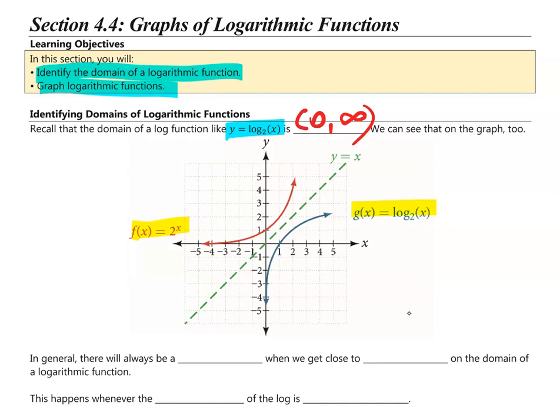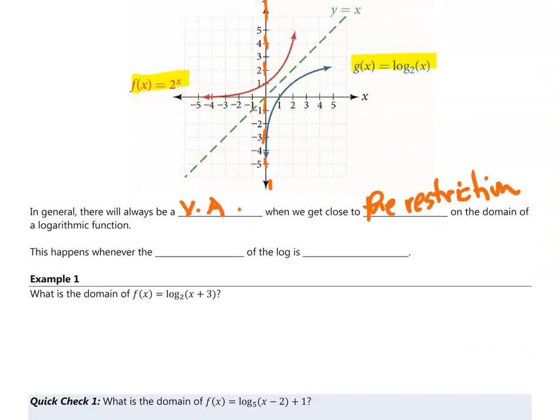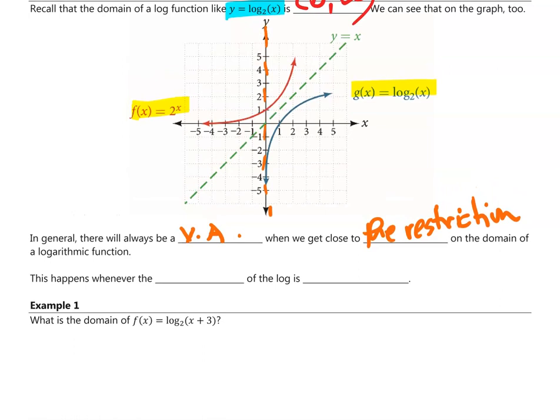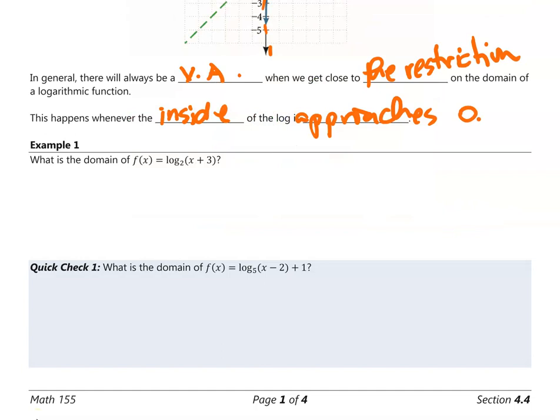In general, there will always be a vertical asymptote. So for logarithmic functions, we have a vertical asymptote when we get close to the restriction of the domain of a logarithmic function. And that happens whenever the inside of a log approaches 0. Let's try example number 1.